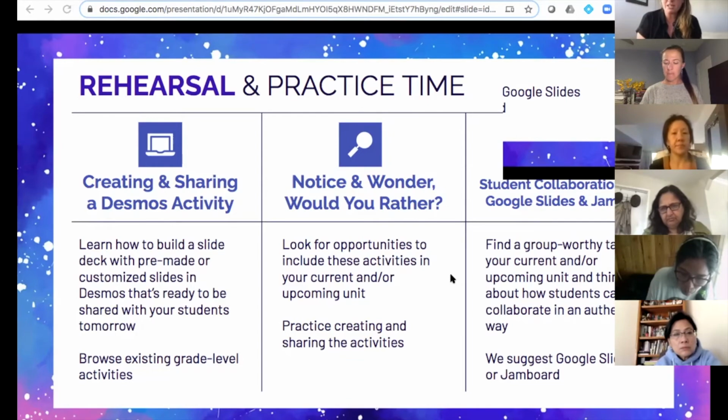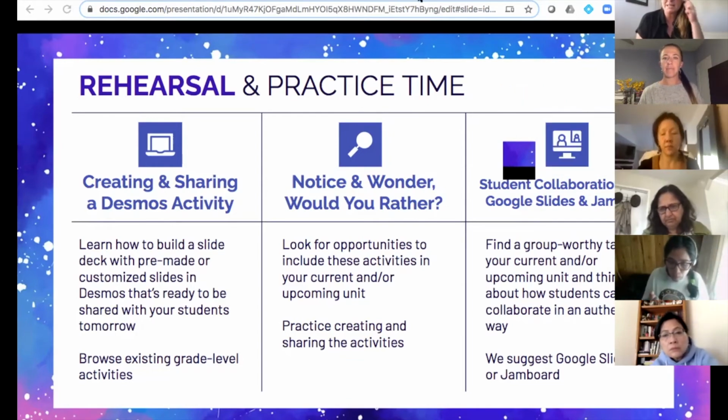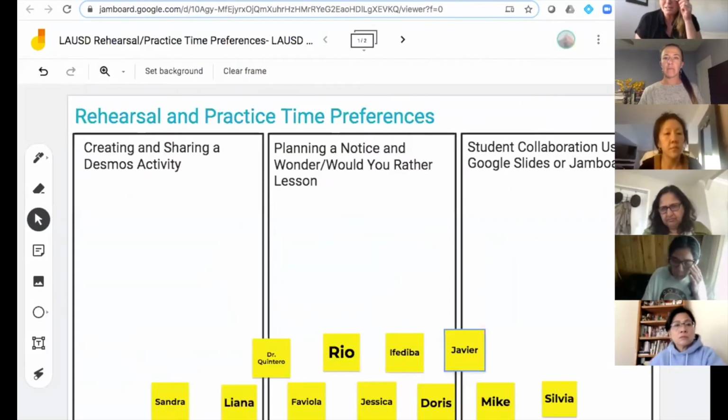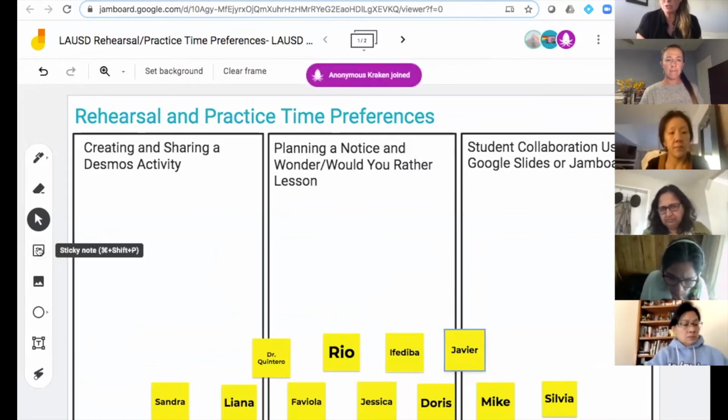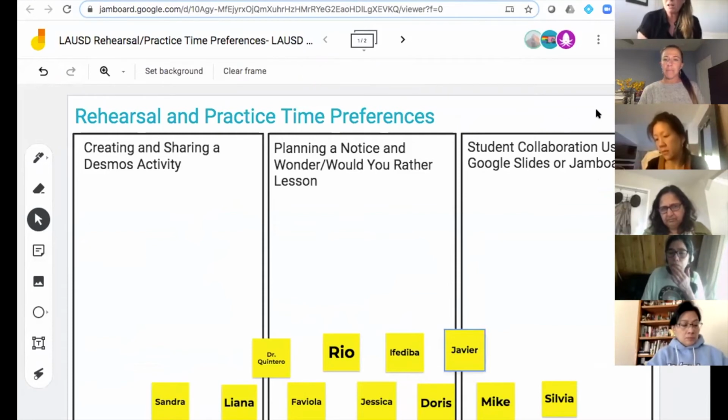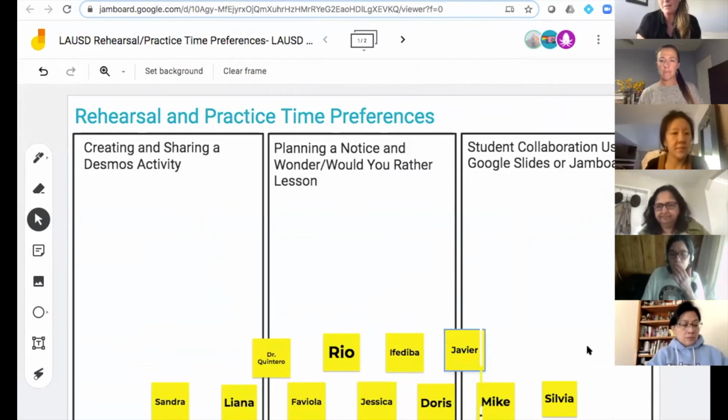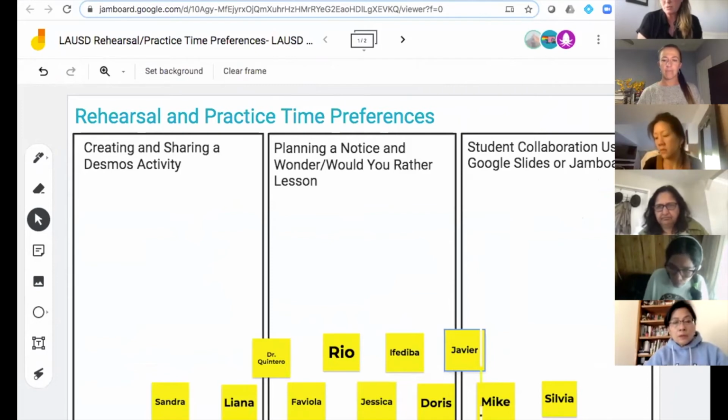Jessica is going to put into the chat a Jamboard that has these three choices, just so we can get the breakout rooms organized while you're working on the collaboration activity. If you want to go ahead and click into there and find your name and just drag your sticky note to the column of the thing that sounds most exciting to you to spend that time on. We're going to have about 20 minutes for you to plan and practice one of these things.